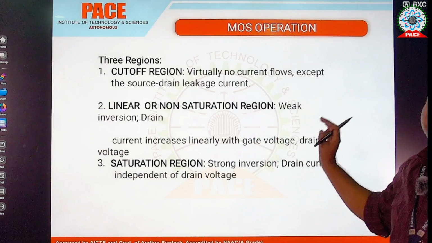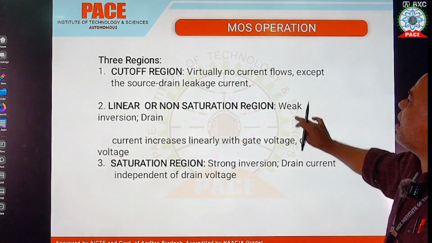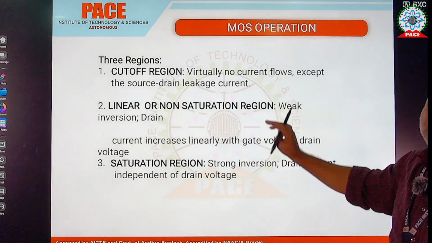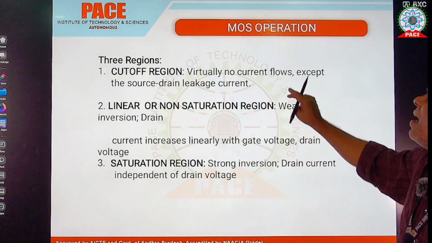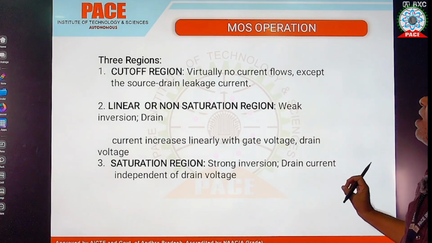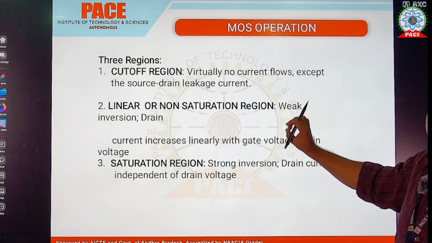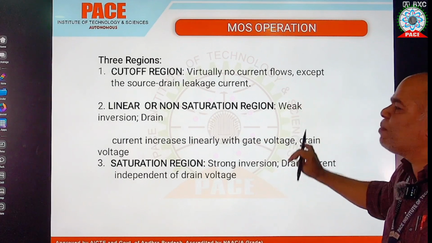You already know the BJT. Compared to the BJT, MOS is very, very important here. MOS gives more advantages, more stability, and the packing density will be more, so more transistors can be integrated.